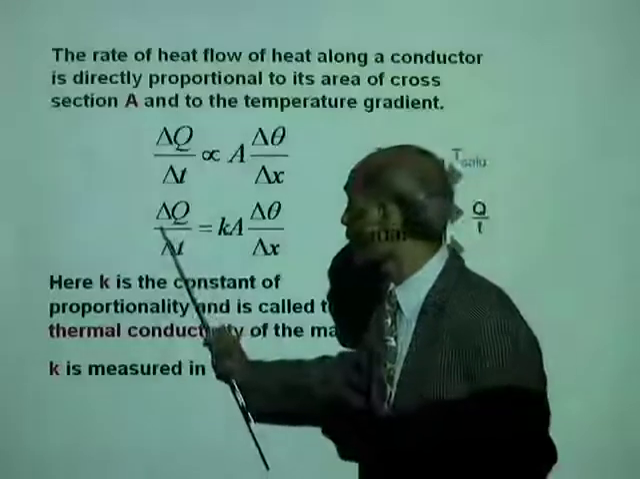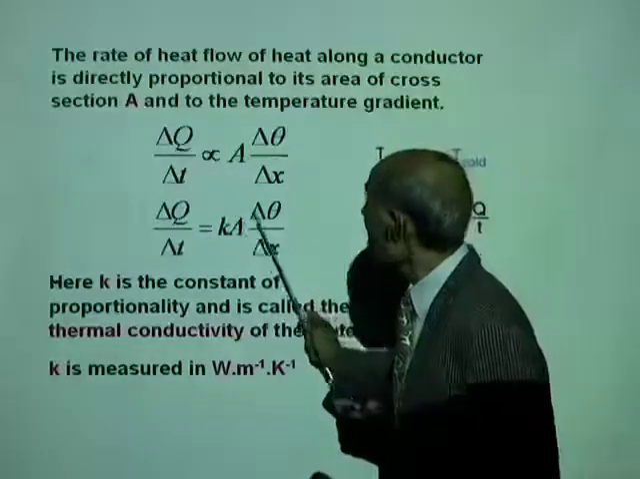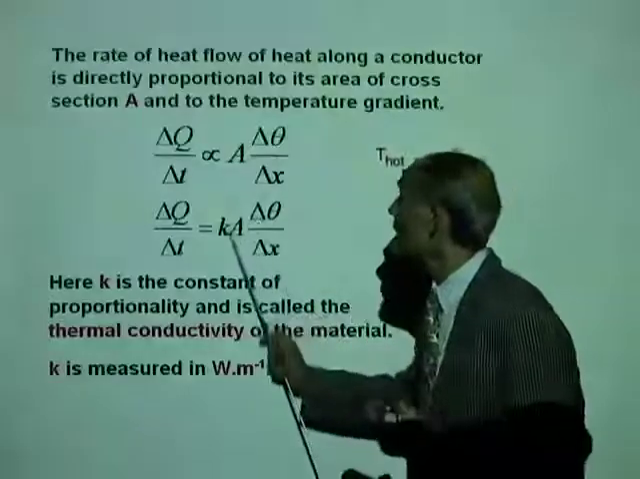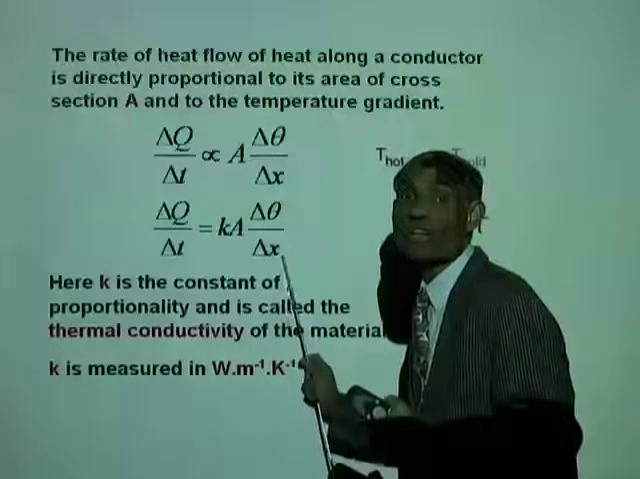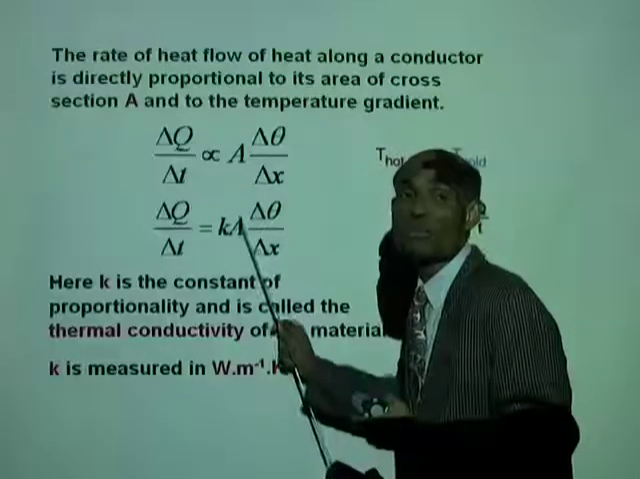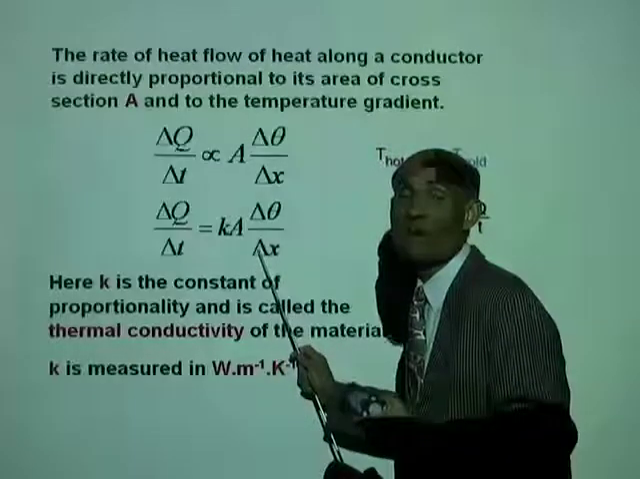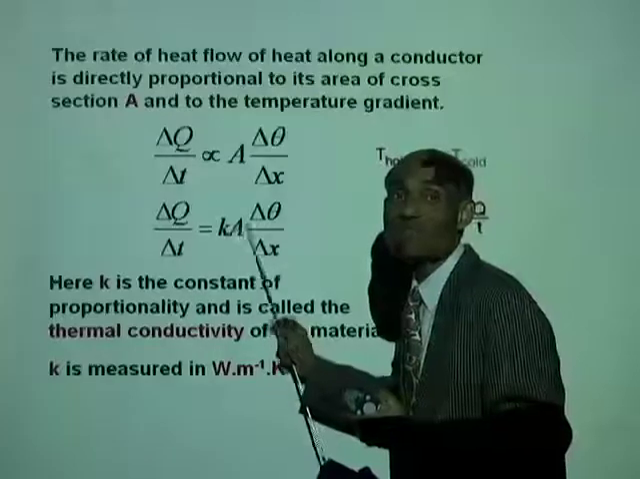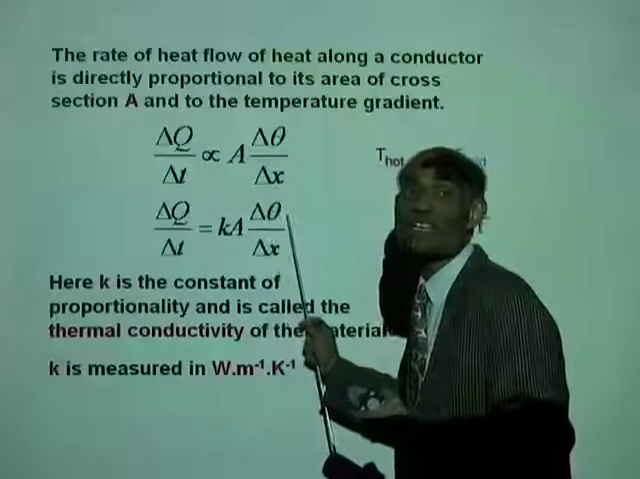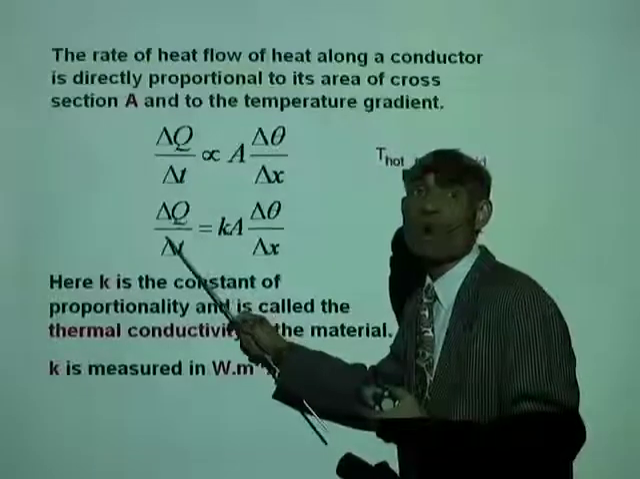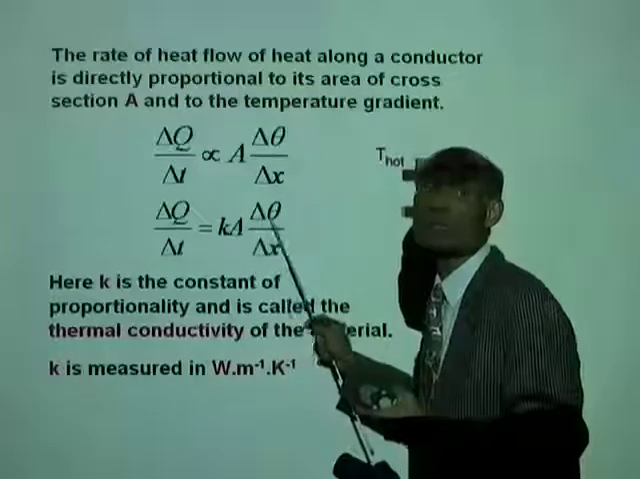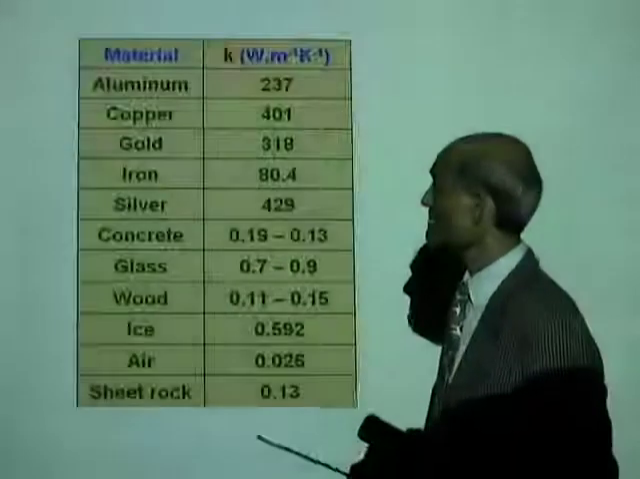So this is watt per meter. If you look at this, A has the unit of square meter. Delta X is measured in meter. So square meter divided by meter is a meter, and delta theta is Kelvin. So the unit of K is watt per meter per Kelvin.